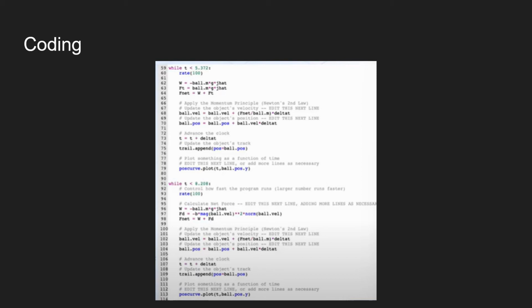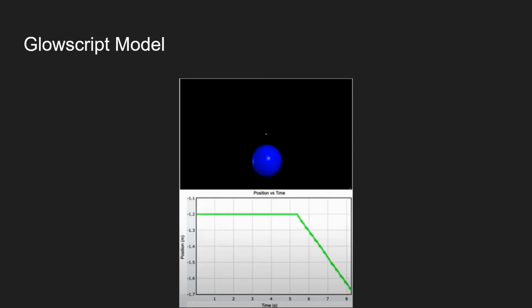because the bottom of the slinky is moving downwards. The net force during this time period includes the force of gravity and the force of drag. The force of tension is no longer applicable here. Here is my GlowScript model, which shows the observed position of the spring versus the predicted position of the spring.